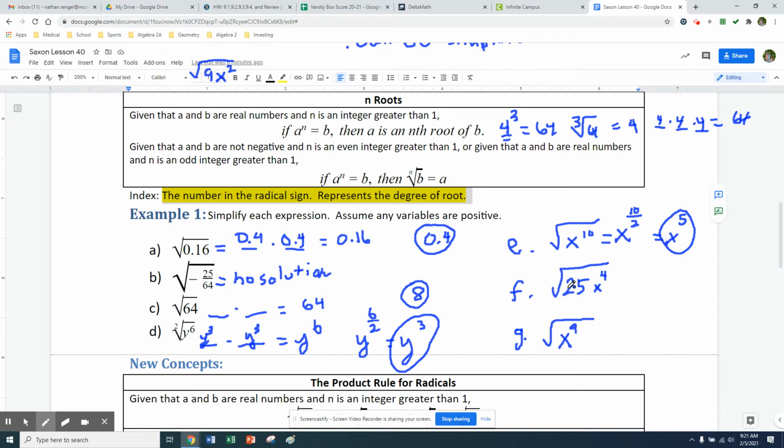Now we can also look at variables with numbers. So here we have the square root of 25 x to the 4th. The square root of 25 is going to be 5. For x to the 4th, we cut that 4 in half, so it's going to be 5x squared.